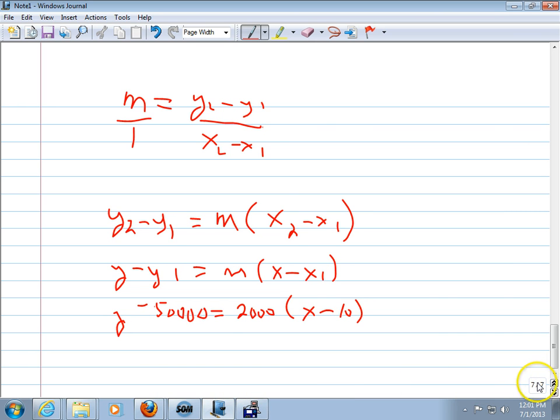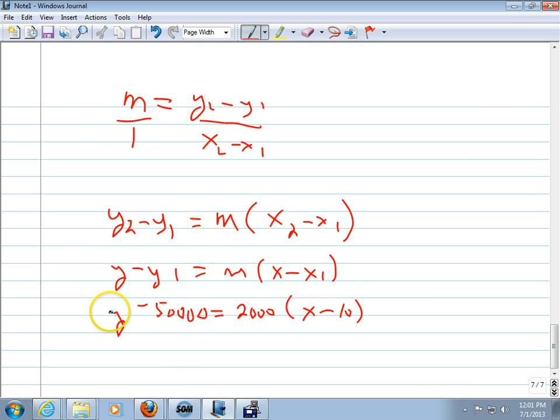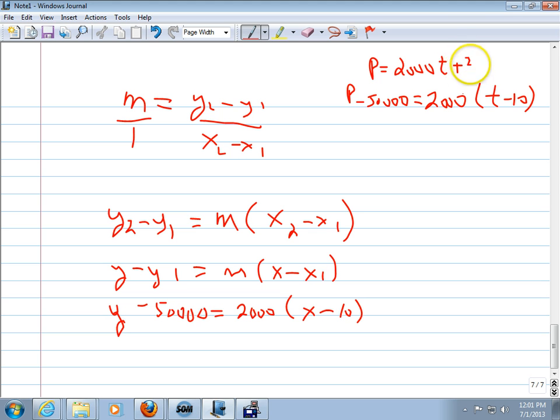Now, is that the same equation we had a minute ago? Let's see. Basically, y equals 2,000x plus 30,000. Is that the same thing? The understanding here is that y is really p, right? So p minus 50,000 equals 2,000 times x, which is really t, minus 10. Is that the same equation we had a minute ago? P equals 2,000t plus 30,000. Is that the same thing? I'm saying it is. How do you know?